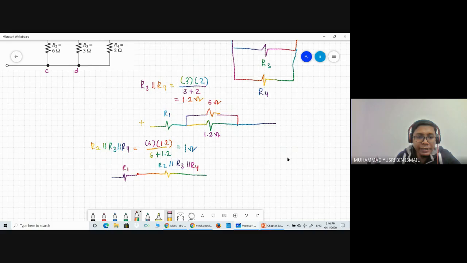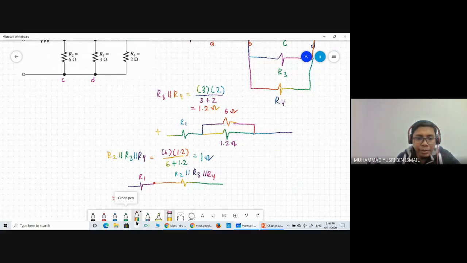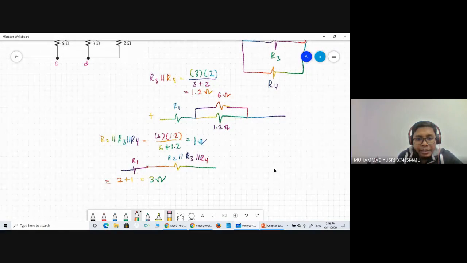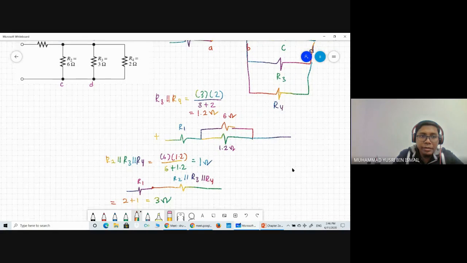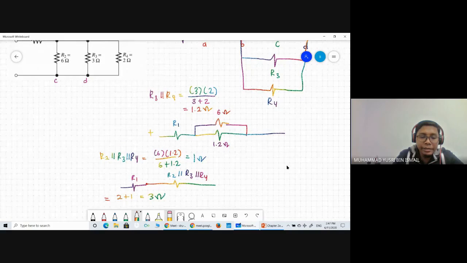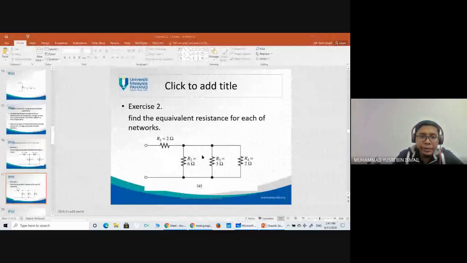So here it is a series circuit, in which R1 in this case is 2 ohm, 2 plus 1 equal to 3 ohm. Let's try adding it with 3. We will get a 3 ohm. Now we proceed with the third example.